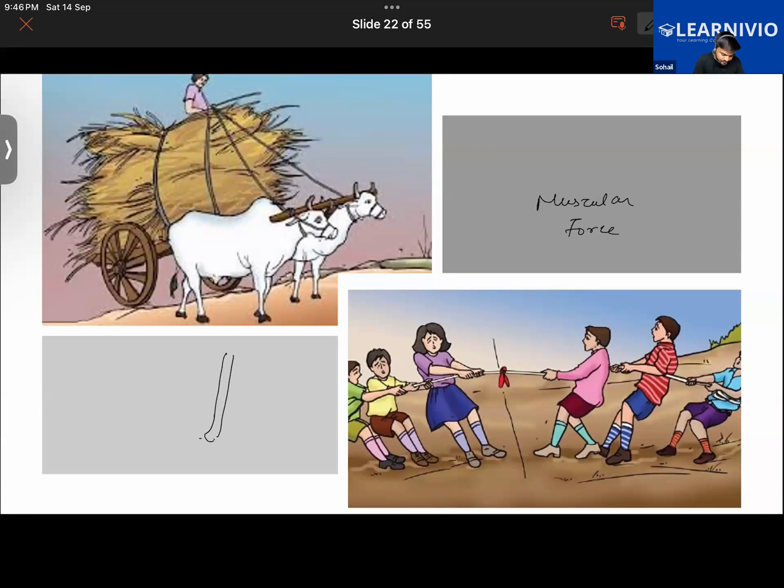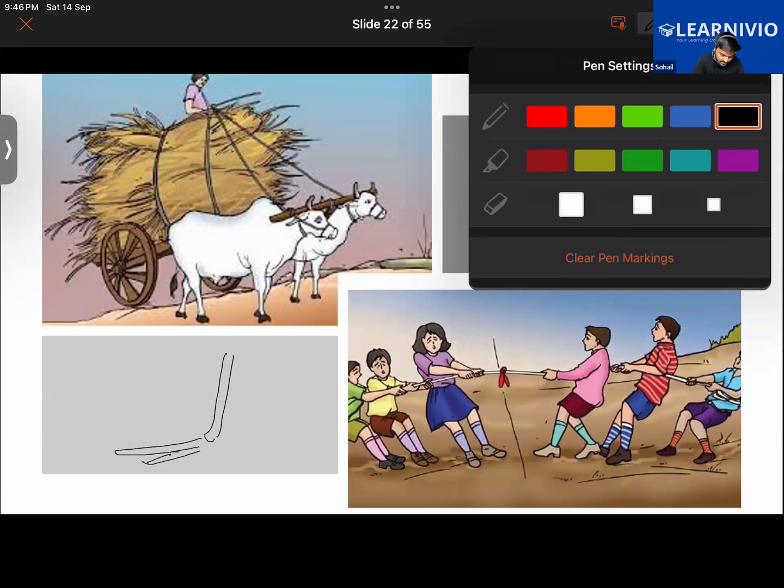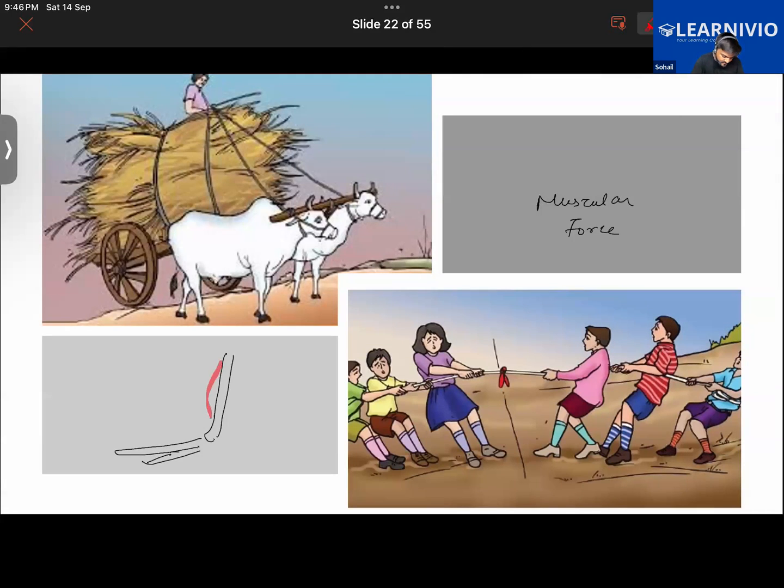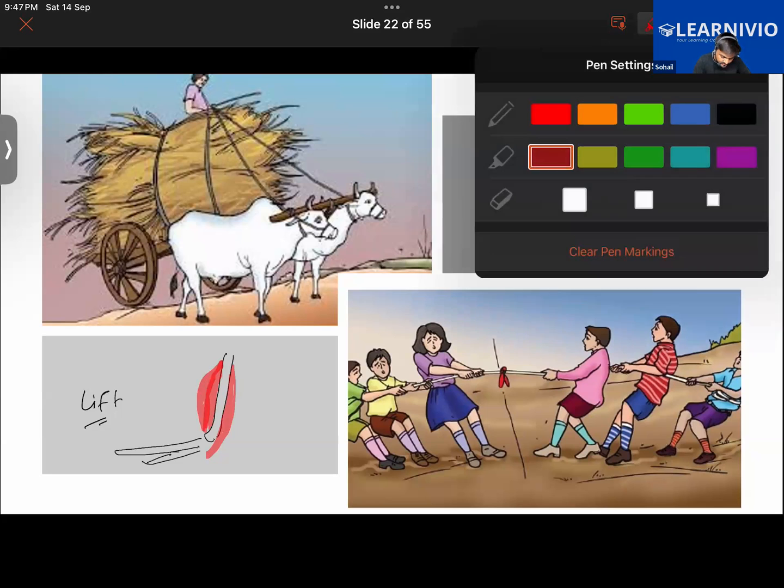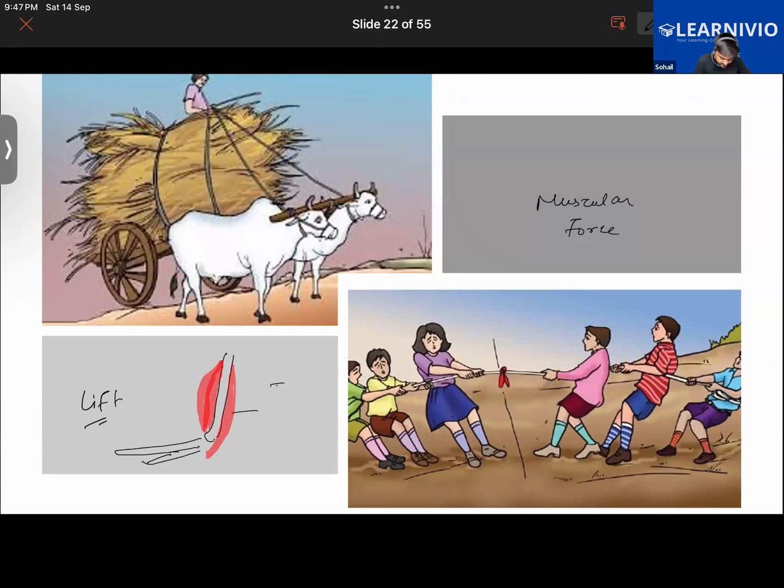Let us say this is our arm, and this is the bicep muscle, and this is the tricep muscle. So when you are lifting some weight, for example, what will happen? The biceps muscle will be contracting, while the triceps will be relaxing.